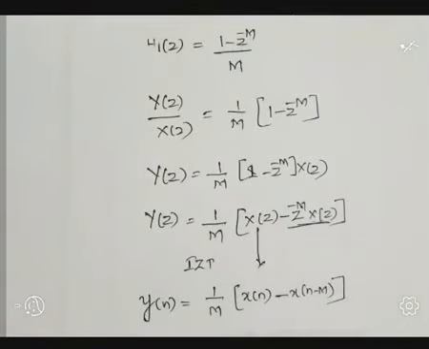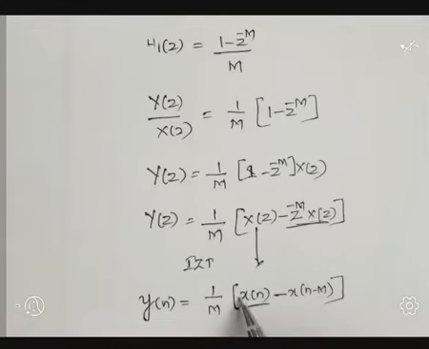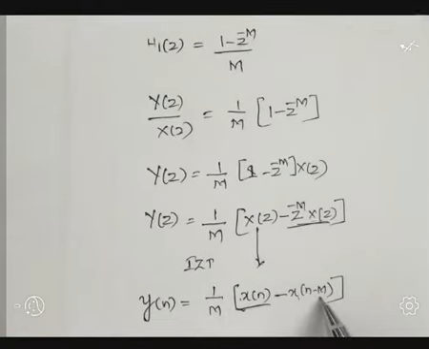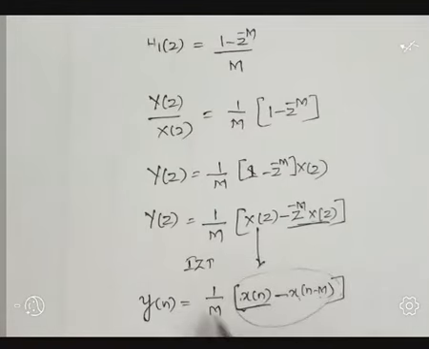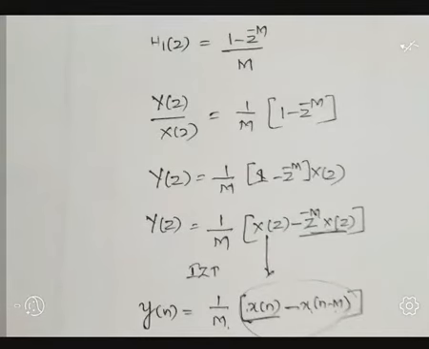Is it clear? X of n, coefficient term is 1. X of n is divided by m times, coefficient term is 1. And the overall term is multiplied by 1 by m. So the same thing I'm going to sketch here.